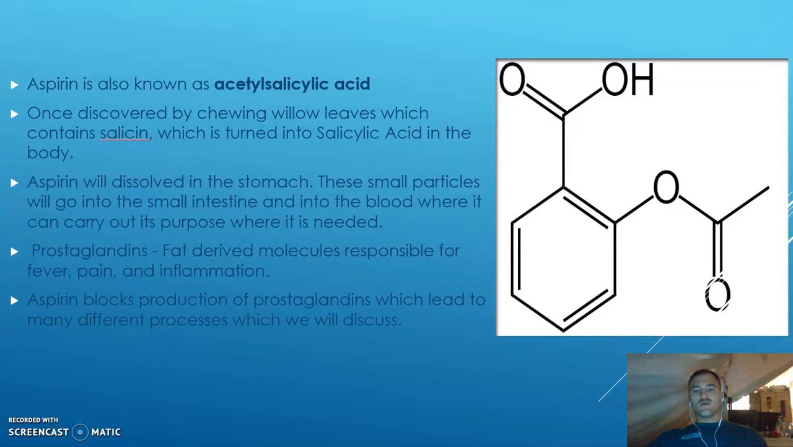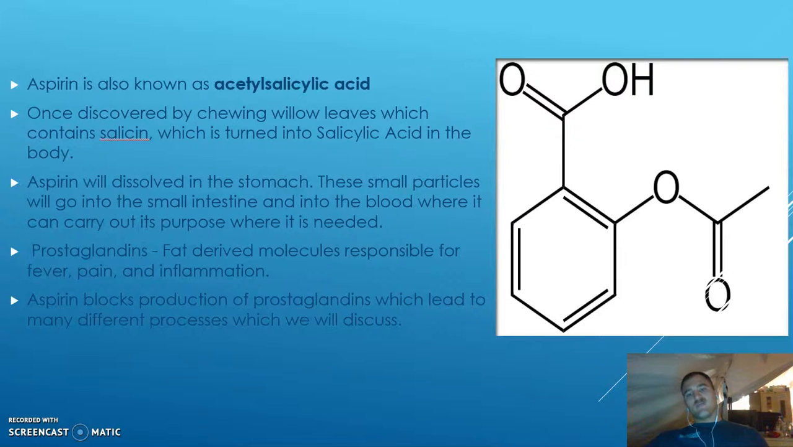Aspirin, also known as acetylsalicylic acid, was actually discovered from people chewing on willow leaves, which contain salicin, which is turned into salicylic acid in the body. Aspirin will be dissolved in the stomach. The small particles go into the small intestine, the blood, where it's carried out for its purpose where it is needed, depending on where there's an injury, infection, or anything like that.